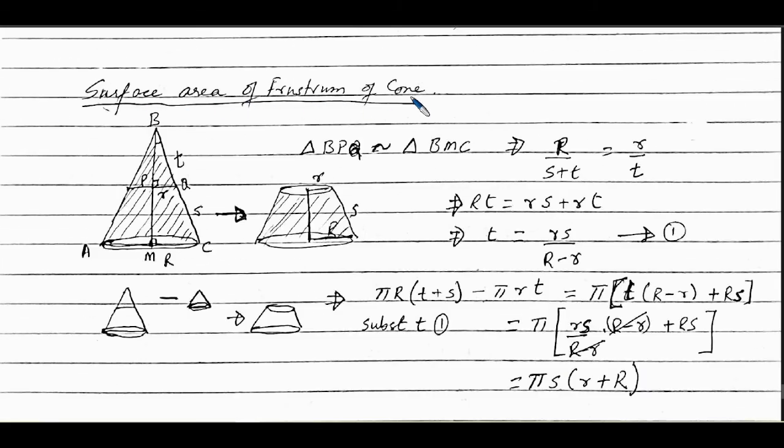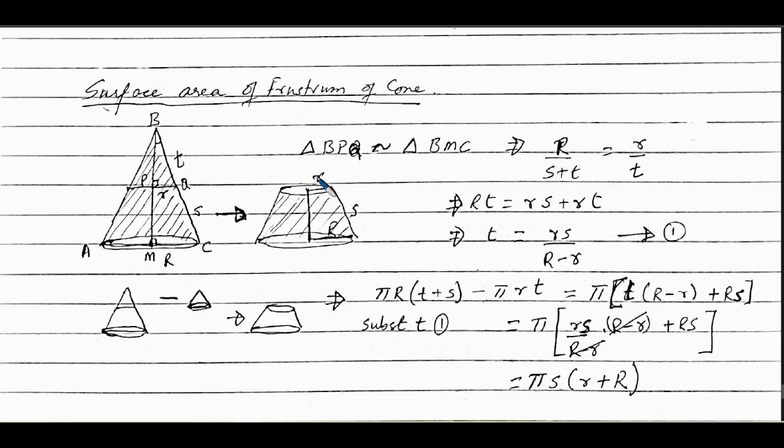Now surface area of a frustum of a cone. What is frustum of a cone? If you have a cone and you chop the top portion, the remaining portion is called the frustum. So now we will derive what is the surface area of this frustum. Surface area is pi times S, S is this slanting length, times r plus R.